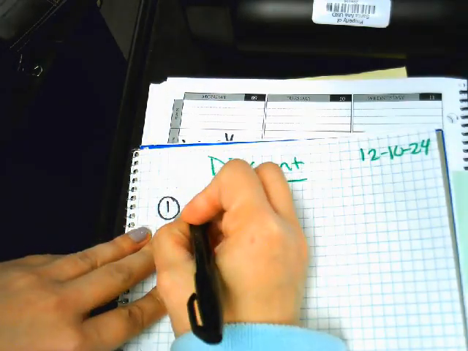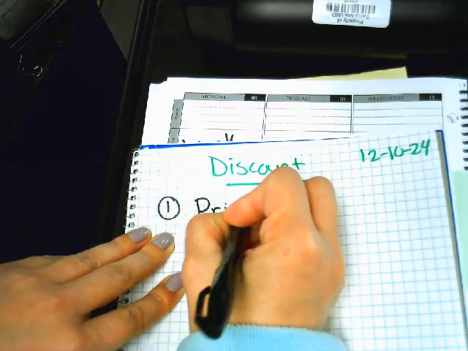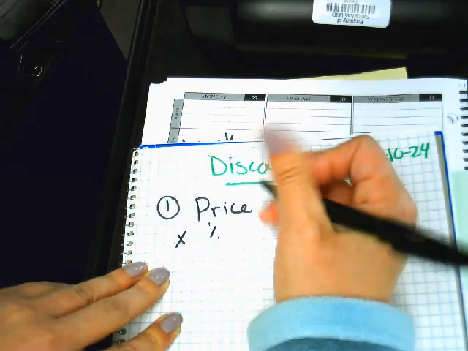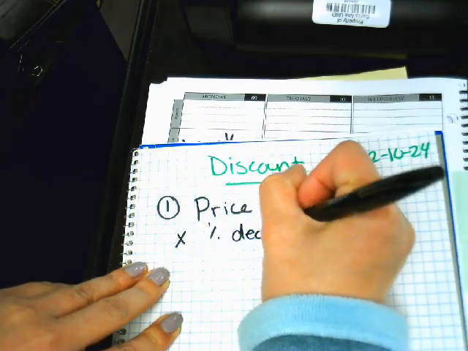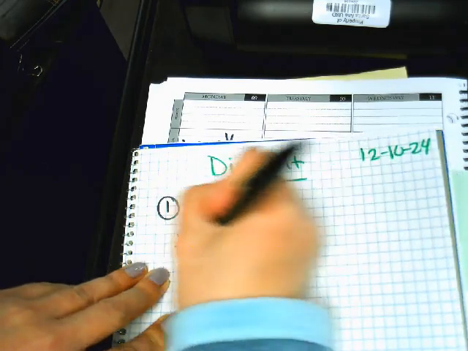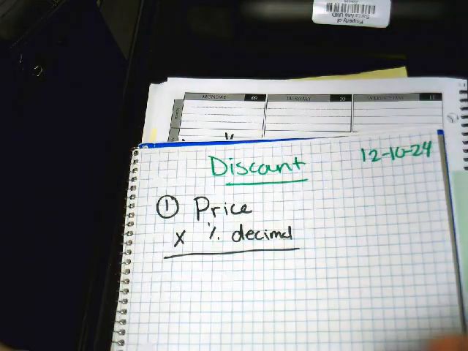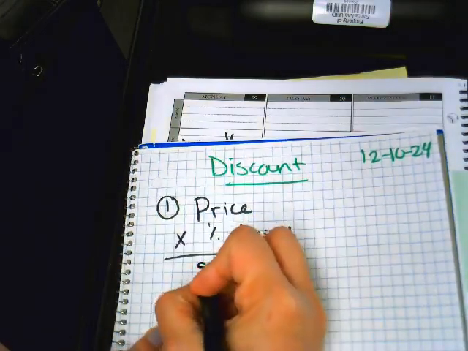In order to find discount, it is 2 steps. First step: you're going to take your price of whatever you want to buy, and you're going to multiply it by your percent written as a decimal. So take your price, multiply it by your percent written as a decimal. This will tell you how much you save.